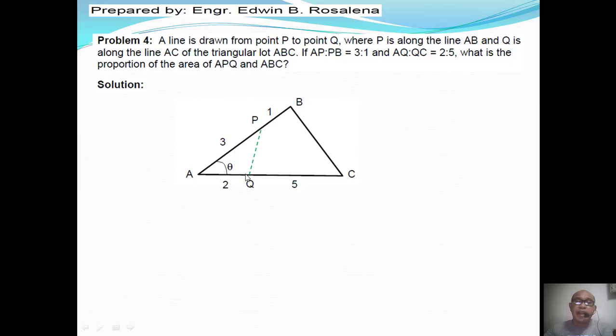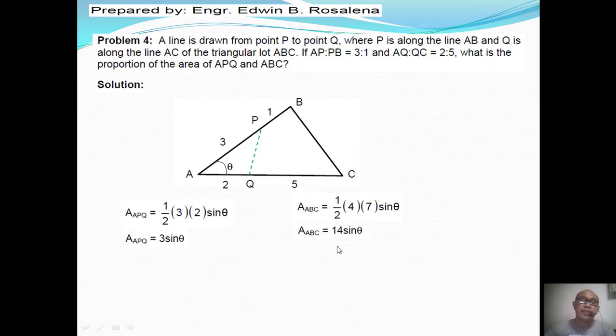Okay. So I will call angle theta the interior angle between AB and AC. So area APQ is 1/2 times 3 times 2 times sine of theta. So that is 3 sine theta. I have also area ABC. So that is 1/2 times 4 times 7 times sine of theta. So that is 14 sine theta.